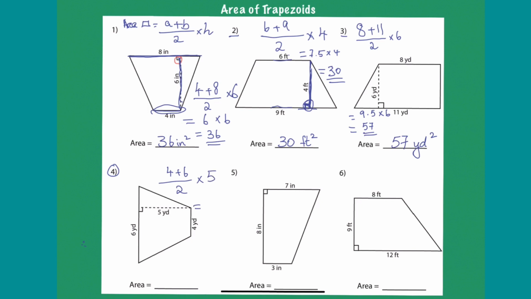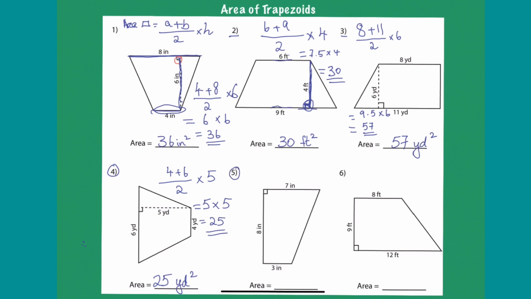So 4 plus 6 is 10. 10 divided by 2 is 5. Okay. So 5 times 5 gives me 25. So your answer here is 25 square yards. Okay. Always remember to check the unit. All right. So now let's try and do number 5.